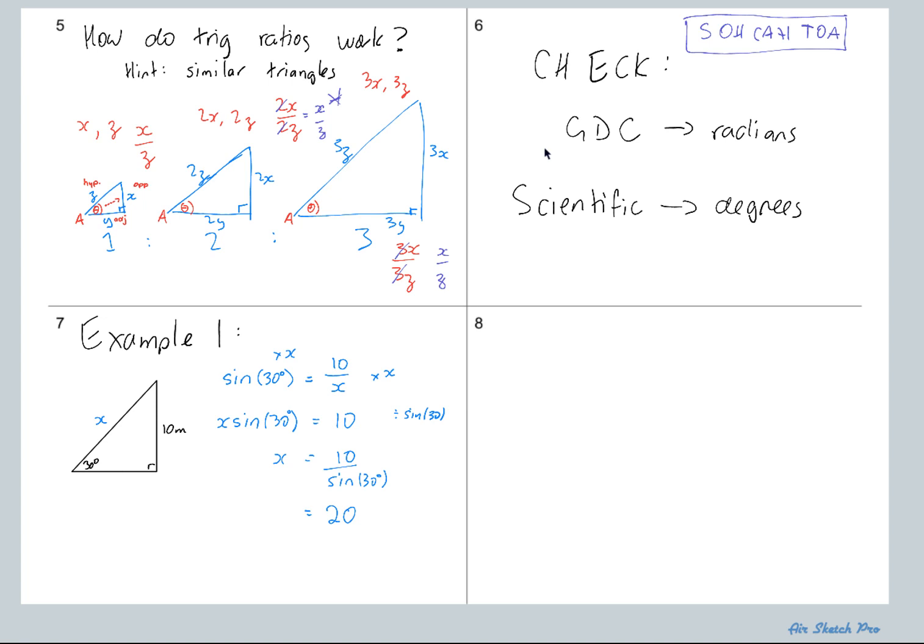So that last step there, which I did in my head, is a calculator operation. Now, because you've done trig before, I'm not going to make you do it right now. Just assume that you're okay with punching buttons on your calculator. So that's how you do that problem.